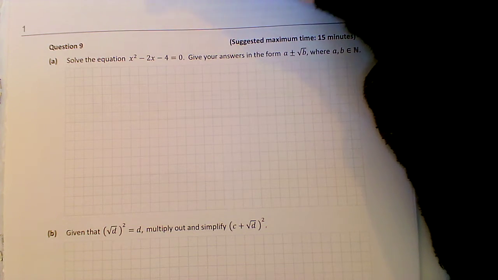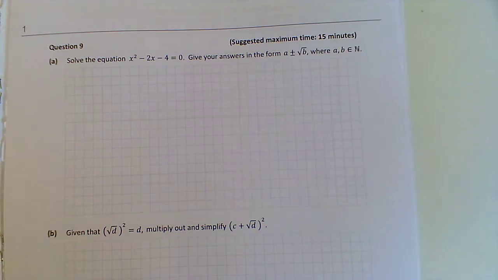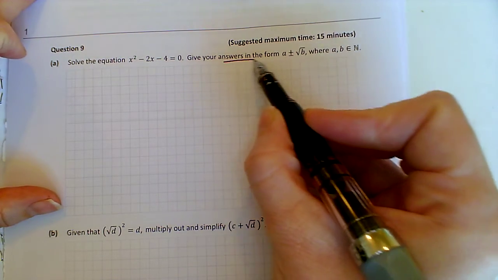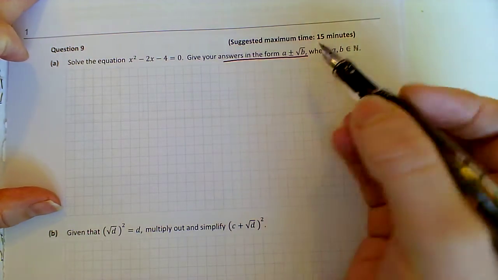Okay, the first thing I want to do this morning is to go through the solutions of the exam paper questions on surds and number systems and make sure that everybody understands what they were asked for. So the first question didn't look maybe like a surds question, except give your answers in the form a plus or minus the square root of b.